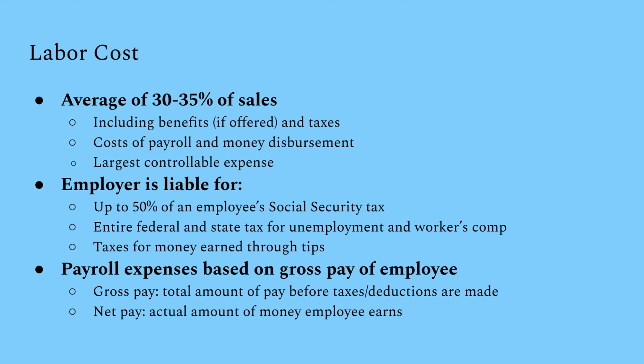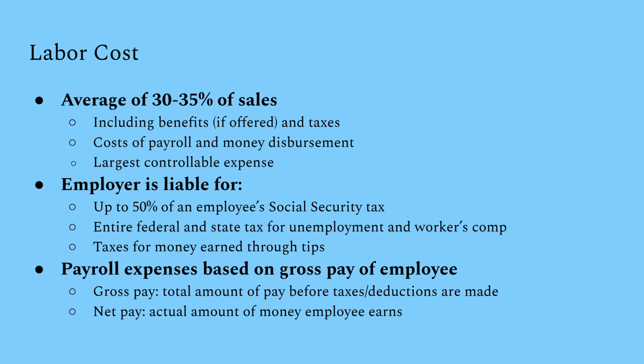And this is the area of the largest controllable expense, meaning we have the ability to manipulate this daily. So if you can, you should. The employer is liable for up to 50% of an employee's social security tax, also the entire federal and state tax for unemployment and workers' compensation, and then taxes for money earned through tips. So this is primarily for front of house, but sometimes when you're lucky, back of house too, you get tips.